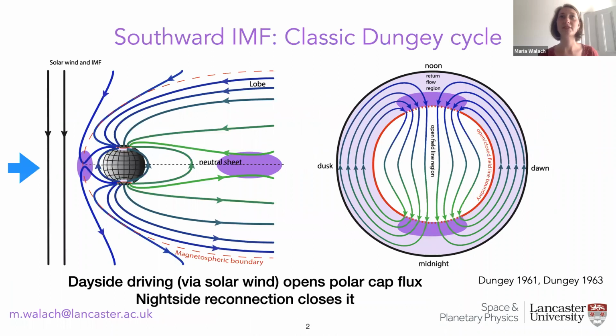So I want to start with this very basic view of the Dungey cycle. I'm sure many of you will have seen this already in the past, but this is quite important when we consider the entire system. I'm going to be talking about global scale dynamics, so I think it's important to highlight this to begin with. What we're looking at is a very simplified view.